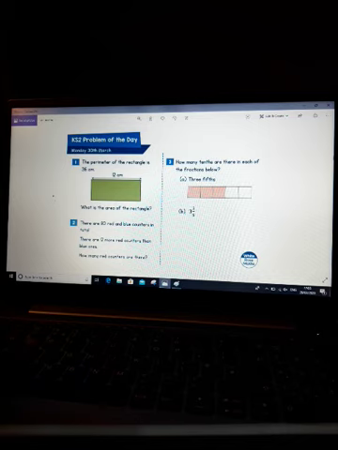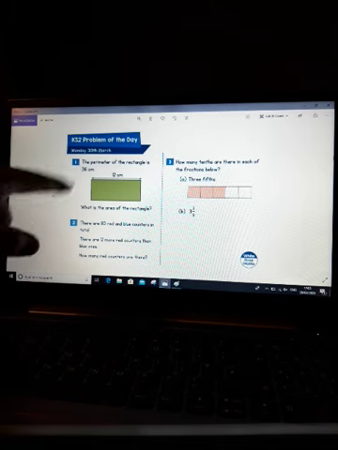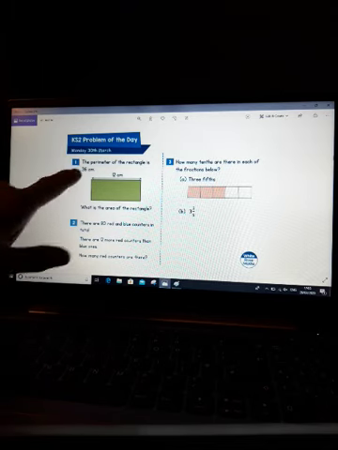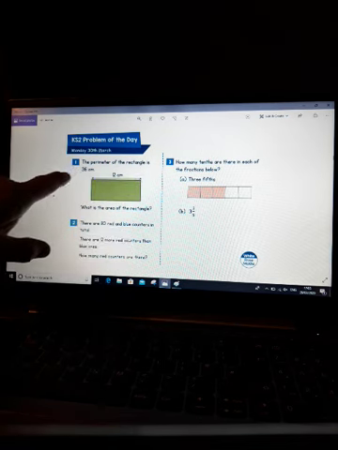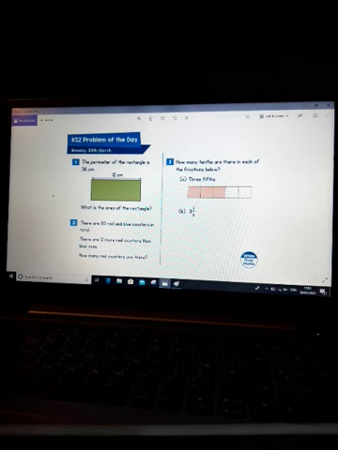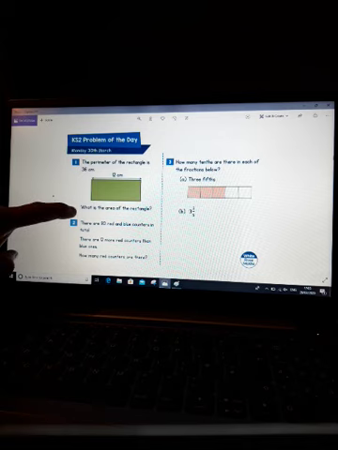So let's have a look at this first one that we're going to have a look at now. The first one is about a rectangle. We know the rectangle is 12 centimetres long. We also know from the actual question that the perimeter of the rectangle is 36 centimetres. What is the area of the rectangle?